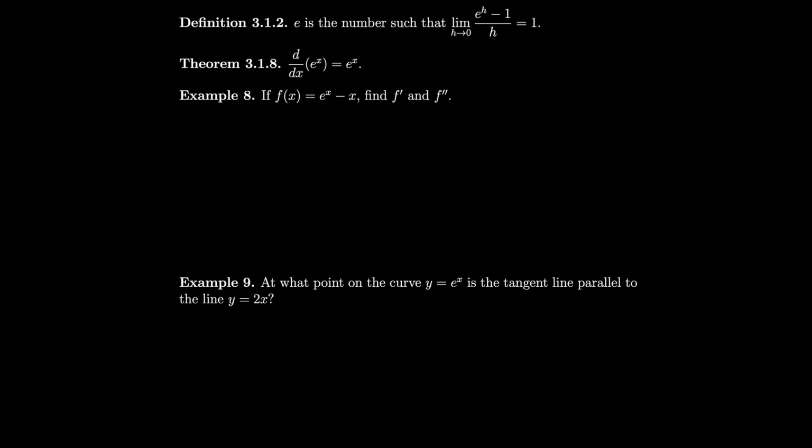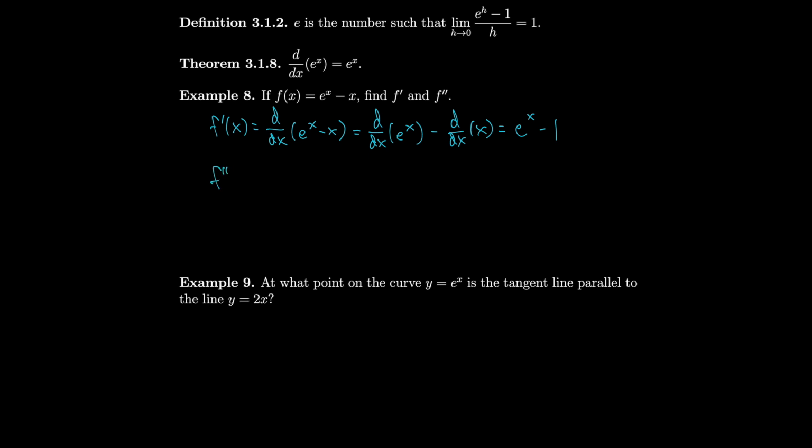Okay, let's do an example. If f of x is e to the x minus x, let's find f prime and f double prime. Well, f prime of x is equal to the derivative of e to the x minus x, which is just a difference. So we can use our difference rule to take the derivative of e to the x minus the derivative of x. And I just said the derivative of e to the x is e to the x. And we already know the derivative of x is 1.